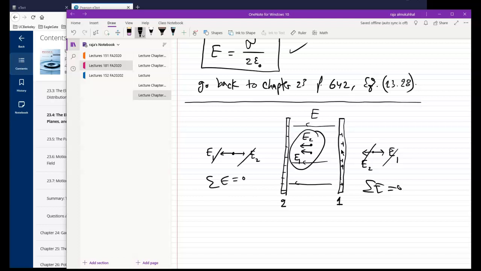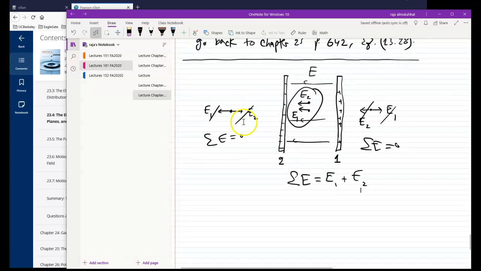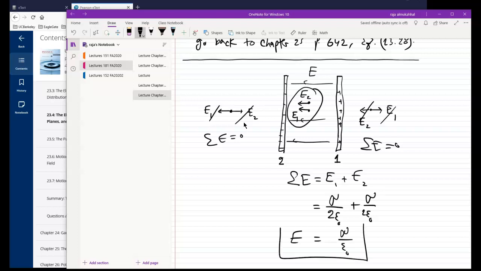So the E net, the sum of the electric field inside, is just going to be E1 plus E2. Ignore the minus sign, going to the left. We can switch the polarity and you'll have a positive. It doesn't matter. But E1 is equal to this, and E2 is equal to this one. So now I'm going to add them together. That's just going to be sigma over 2 epsilon naught plus sigma over 2 epsilon naught. And so it is sigma over epsilon naught. There we go. So the electric field inside a capacitor is this.